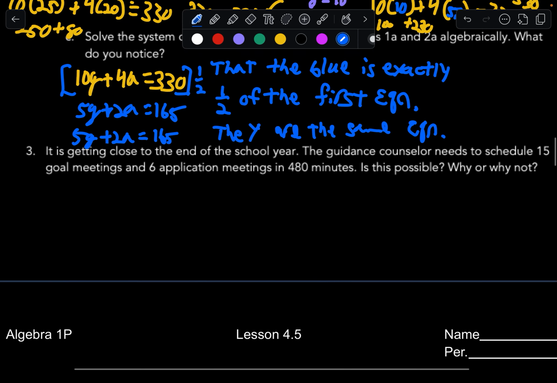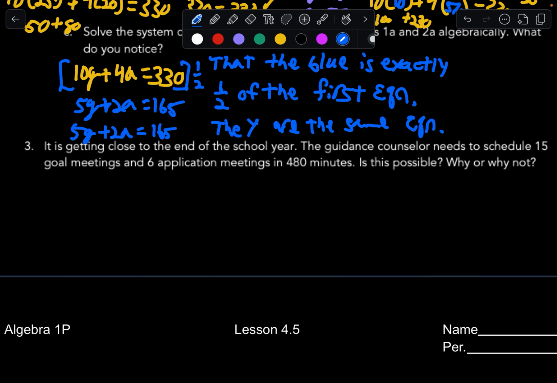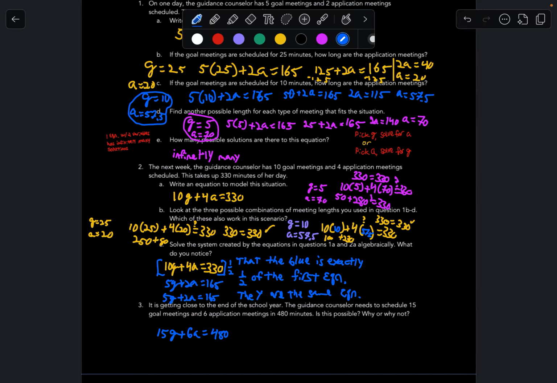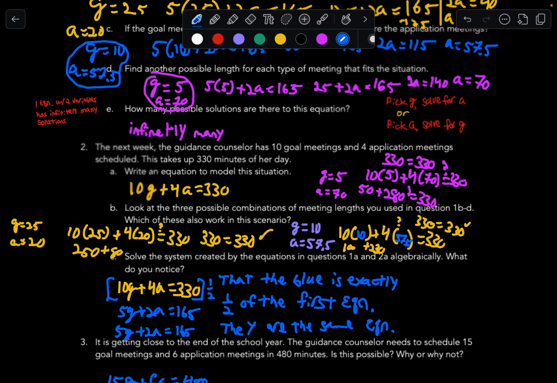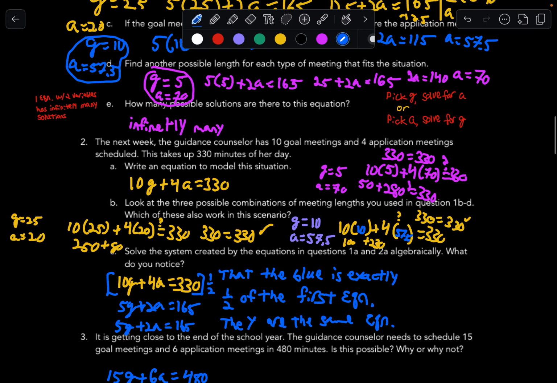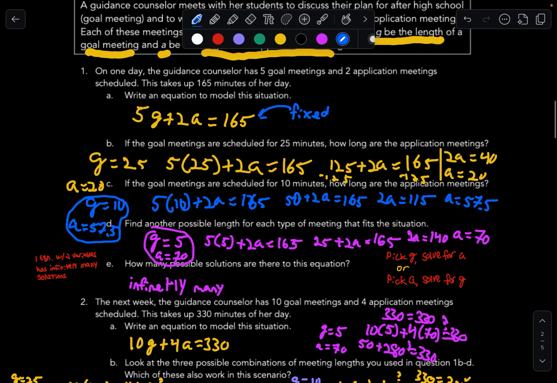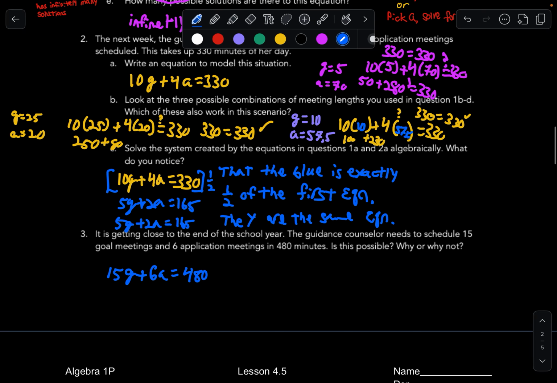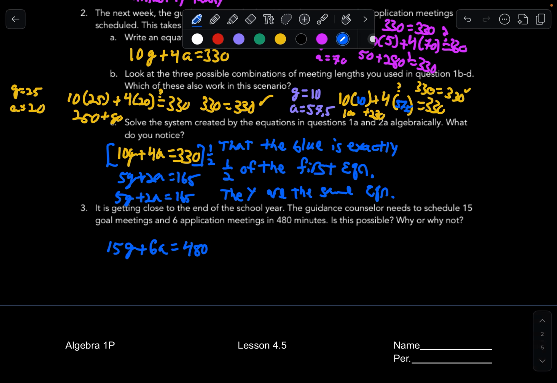Okay. It is getting close to the end of the school year. The guidance counselor needs to schedule 15 goal meetings and 6 application meetings in 480 minutes. So you need to set 15 goal meetings plus 6 application meetings in 480 minutes. Is this possible? Why or why not? And it is not possible because if you go through the steps of seeing, it's not possible, not enough time.